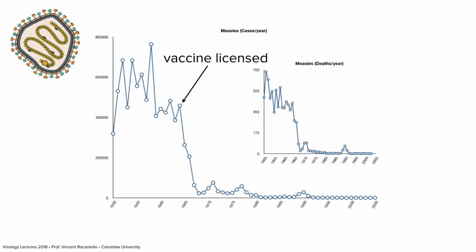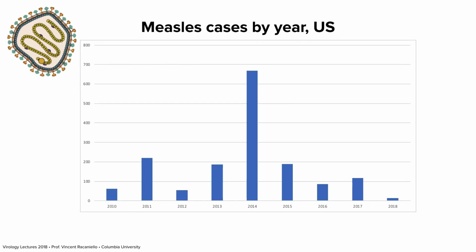Here is the epi curve for measles in the US, starting from 1950, lots and lots of cases. Vaccine license, 1960s, boom. Really big drop in cases of measles. In the inset, these are deaths per year, so we went down to very few deaths. But look, there's still measles, and there are little outbreaks now and then. And that's because periodically people do not vaccinate their kids.